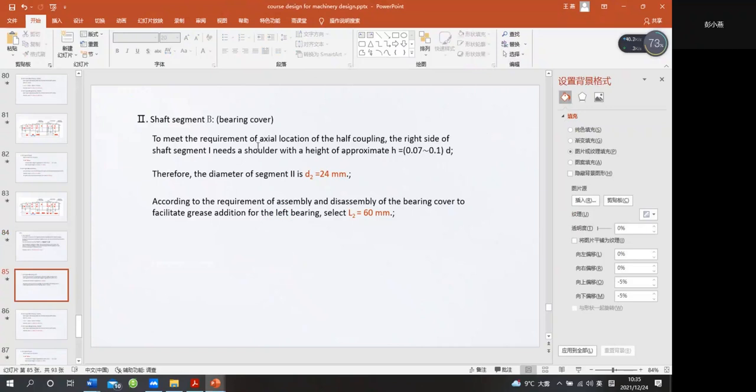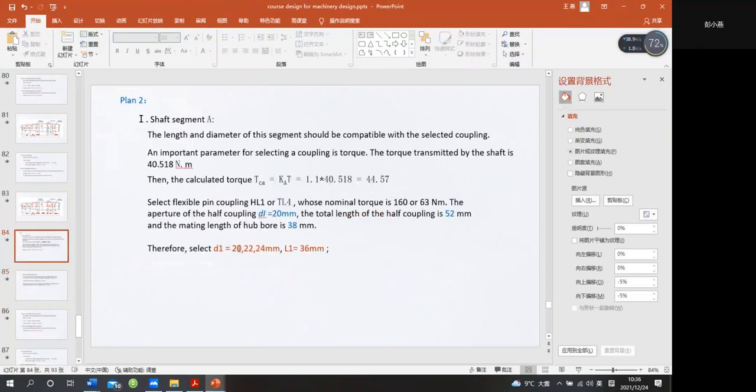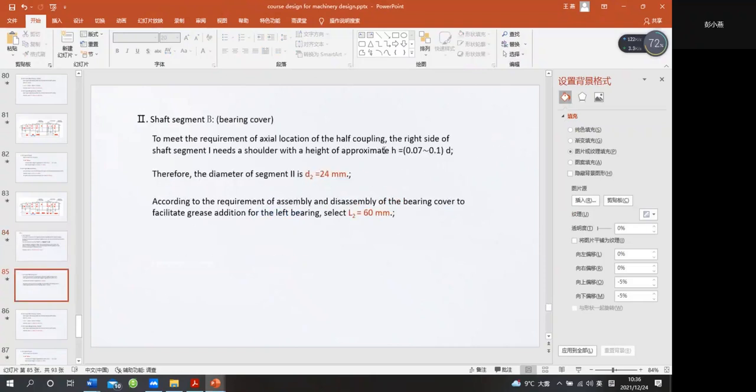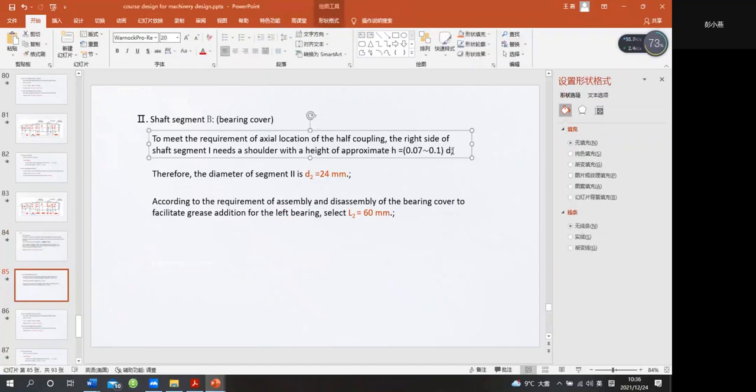And then for the bearing cover, you also consider the height of the shoulder. If you choose 20, then for the height you can choose two millimeter, and then D2 is 20 plus 2 times the height, which is 24 diameter. If you choose diameter D1 as 22, then it should be 26 millimeter, or 28 millimeter when D1 is 24.